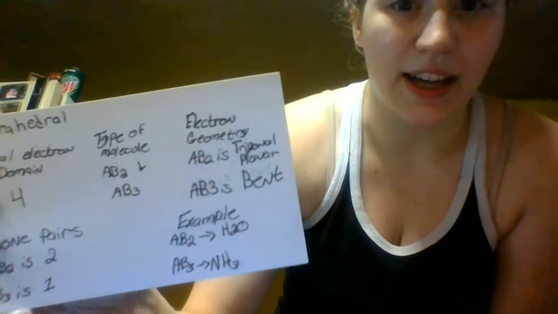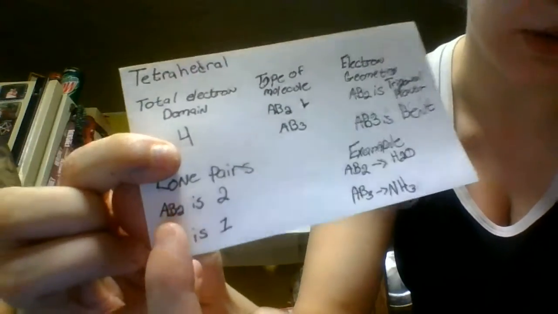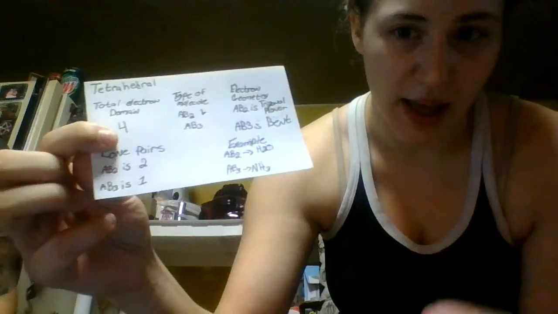So it's just like we said, it's like the pyramid. Basically, it's the pyramid, actually. And then AB3 is actually bent. So it's just like linear, but it just bent down, basically making the pyramid shape again. There we go. So for lone pairs, AB2 actually has 2 lone pairs, and AB3 only has 1.